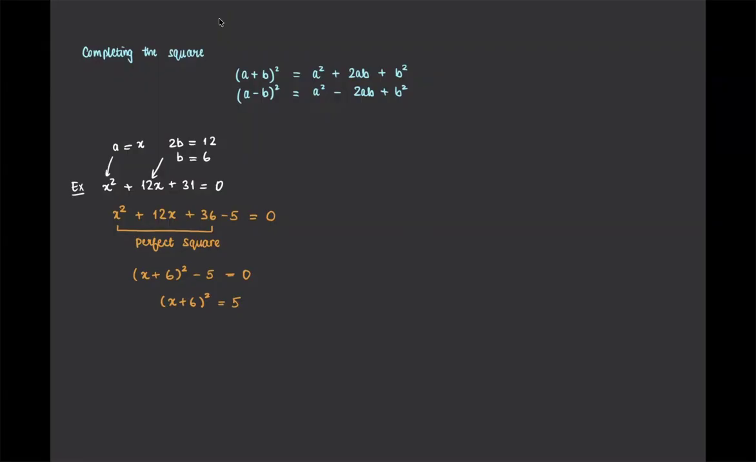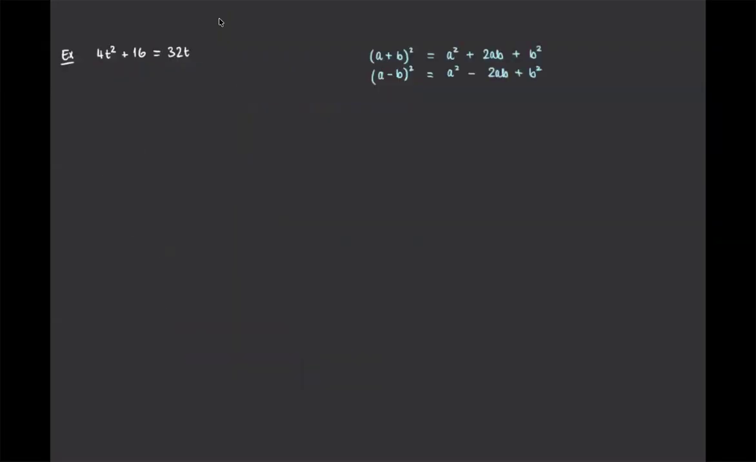Taking the square root of both sides now, I have x plus 6 equals plus or minus square root of 5. And so therefore, x is either minus 6 minus square root of 5, or it is minus 6 plus square root of 5. That's the answer. All right. As another example for completing the square, let's now consider a non-monic quadratic.